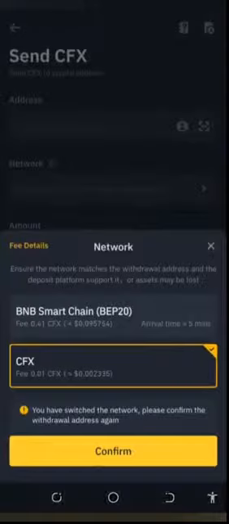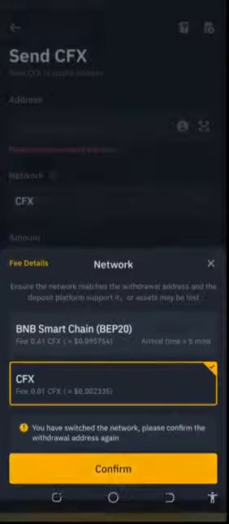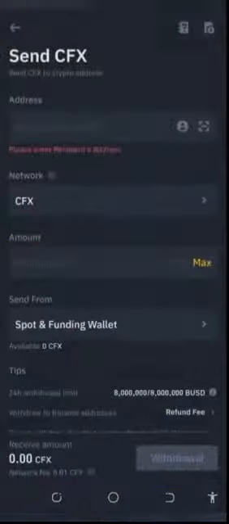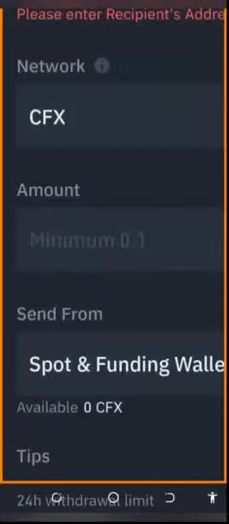Beautiful. That's less than 1 cent to send. Okay, let's go ahead and click on confirm. What we need to do here is be sure that this is going to deliver. Don't forget, if you send money to a wrong address, your money is gone. Now, what is the minimum that we can send? The minimum is 0.1 CFX.